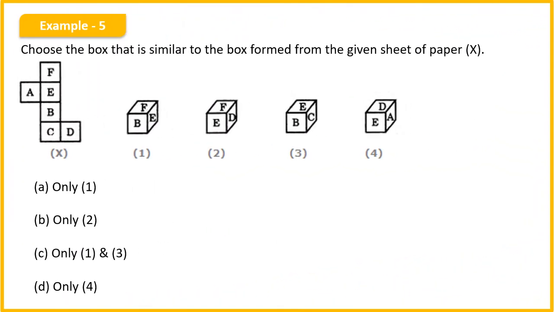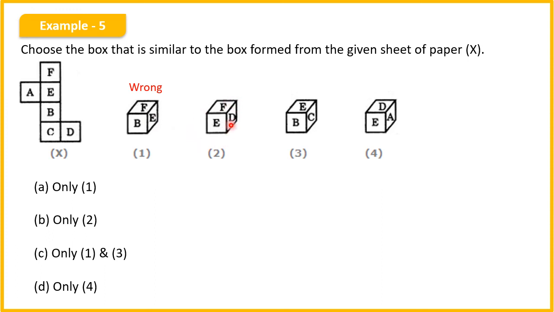Example 5. Choose the box that is similar to the box formed from the given sheet of paper. Now a given sheet of paper is here in which 6 faces are represented by A, B, C, D, E and F. If it is folded to form a cube, which is the correct view of the cube that we need to identify. If we check the first option, जहां पर B is shown in the front face. If B is in the front face, obviously E will be on the top face. F can never be on the top face. So this is a wrong view.